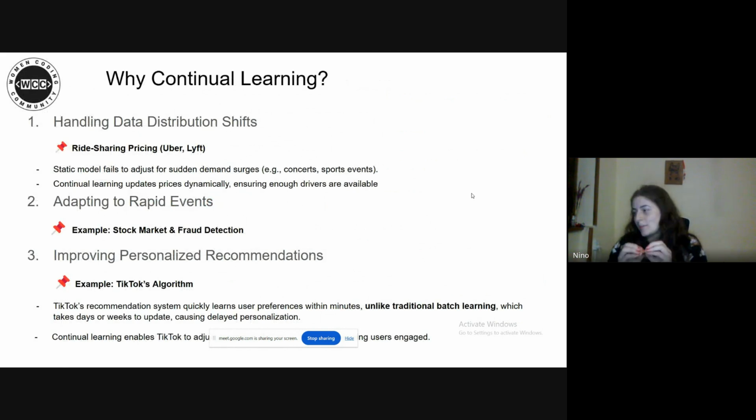Let's do a quick summary. Why continual learning? We said that it's better. We saw on the graph that model performance is much higher, but let's go through three quick points which will show this exactly. The first one is handling data distribution shifts. Let's take an example, for example, Uber or Bolt or any taxi driving app, where every day it works fine, the model we have trained for.